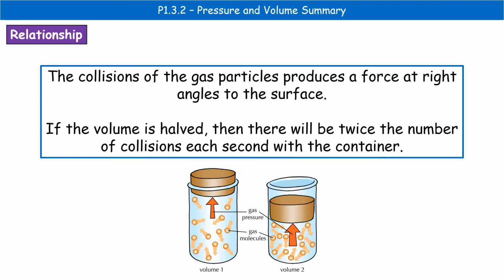The reason for that is that when we have our gas particles within our container, we are going to have a lot more collisions if they're in a smaller volume. Just because obviously if you're packing the same number of gas particles into a smaller volume, then they're going to collide with the sides more frequently. So if we halve the volume, we're going to get twice the number of collisions each second with the container. Therefore, we will double the pressure.